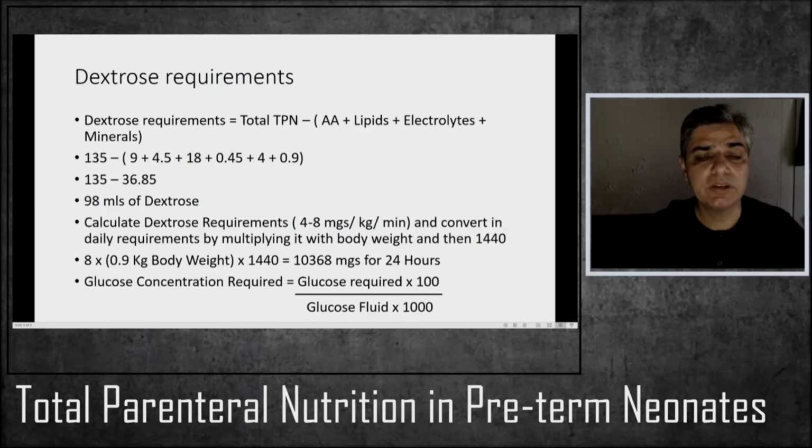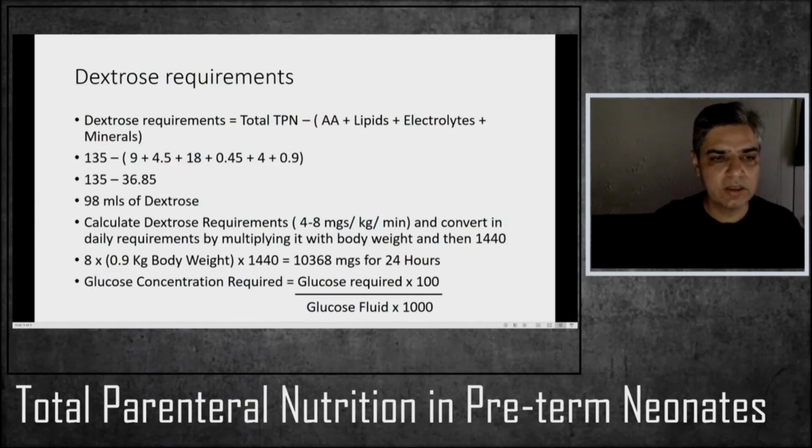We would need 18 mils of 0.9% sodium chloride. We would need 0.45 mils of potassium solution. We would need 4 mils of calcium gluconate, and we would need 0.9 mils of multivitamin mix. So if we add it together, all this comes out to equal 36.85 mils. Now you subtract this 36.85 from 135 and you are left with 98 mils. So this 98 mils, you can utilize as a dextrose solution.